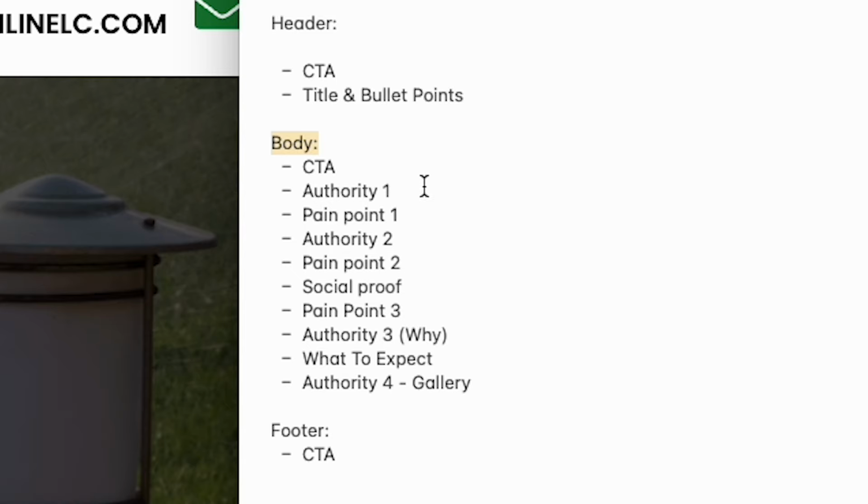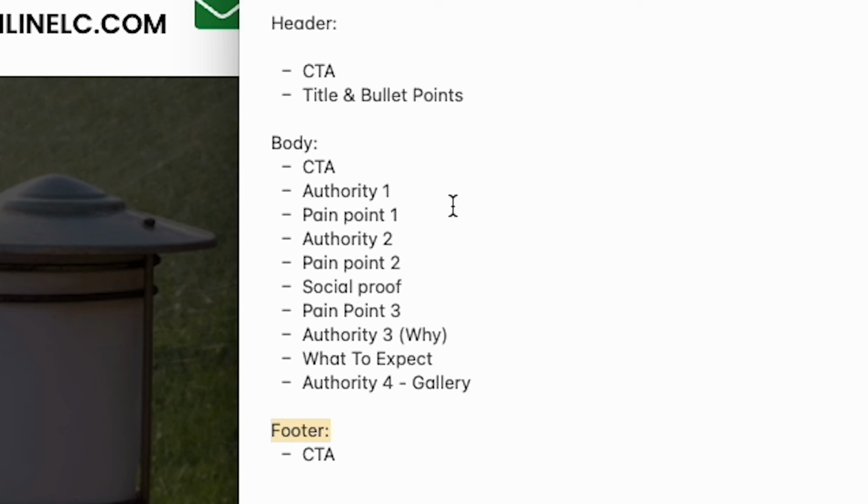So with this structure, I have a call to action, authority 1, pain point 1, authority 2, pain point 2, social proof, pain point 3, authority 3, what to expect, and authority 4. And then the footer is pretty simple. There's no reason to overcomplicate your footer. It just has a call to action.